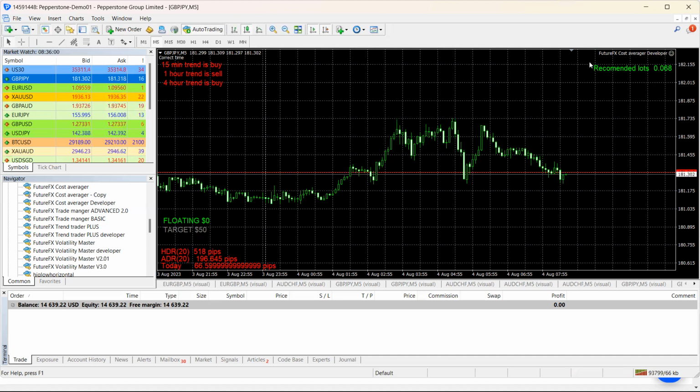Up in the top right-hand corner, we have a display recommending a lot size to use. It's going to recommend this lot size based off your settings. And if you use this lot size and the software were to open up 4 trades on this one pair, that would give you roughly a 1% drawdown.